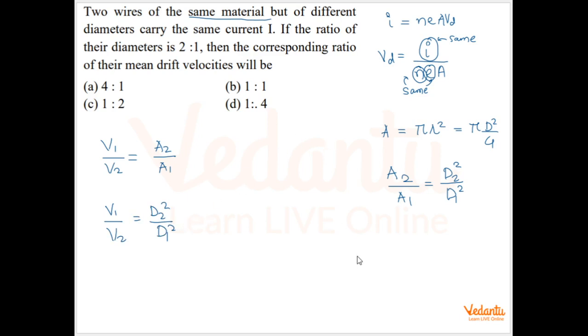Now beta, it is given to us in the question that d1 by d2 is equal to 2 by 1. So v1 by v2, beta, will actually be 1 by 2 the whole square. That will just be equal to 1 by 4. So option D should be the correct answer.